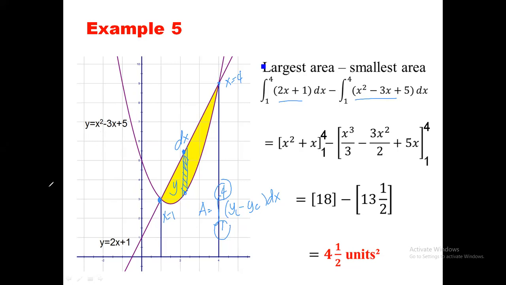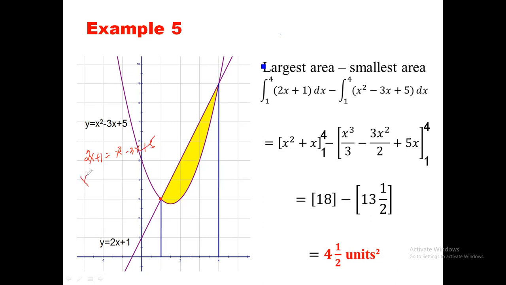I'll erase my markings first so that I will have bigger space to compute. So what you're going to do is this. I'll just use red so it can be seen. Equate this one and this. They are all y's, right? The y of this point, for the curve and the line, is just the same. So you equate. So you have 2x plus 1 is equal to x squared minus 3x plus 5. So you'll have one quadratic equation, x squared minus 5x plus 4.